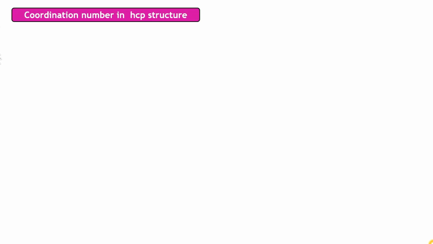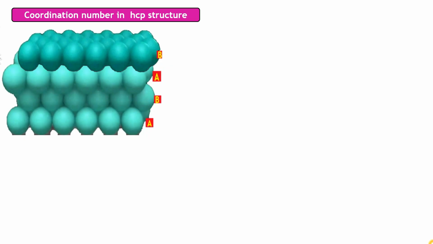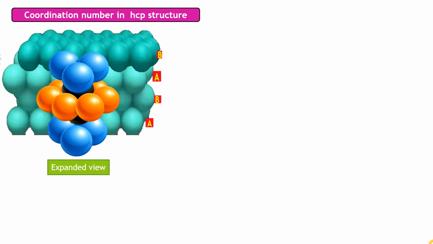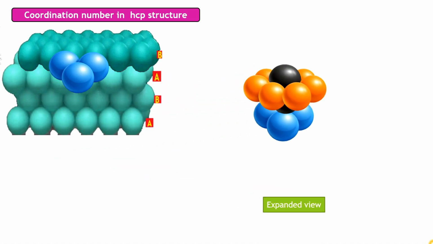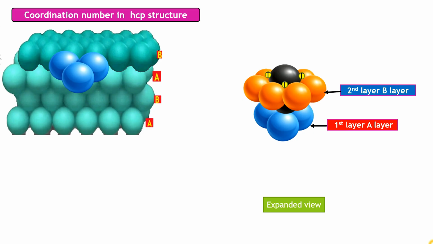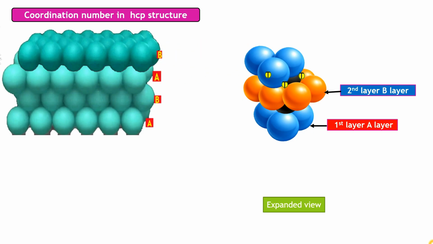Coordination number in HCP structure. Consider ABAB type of hexagonal close packing structure. Here is an expanded view of AB type packing. Tetrahedral void space formed by first layer and second layer. Now the third layer is placed on the tetrahedral void space.